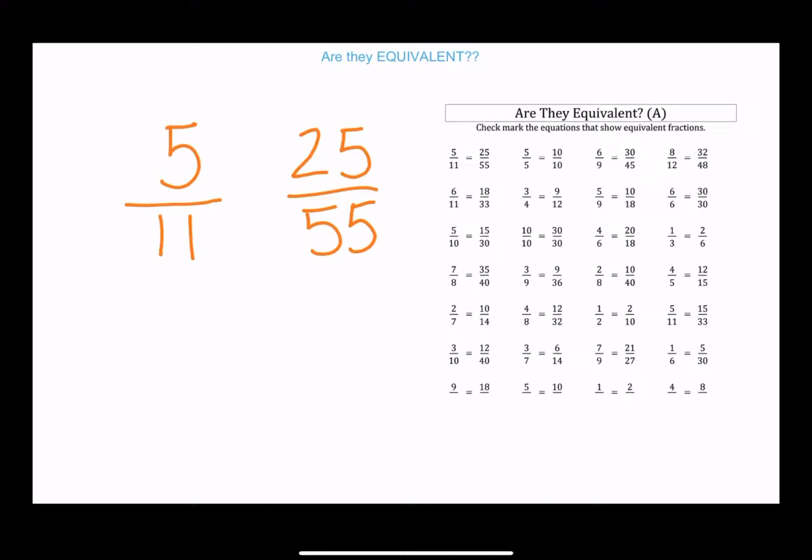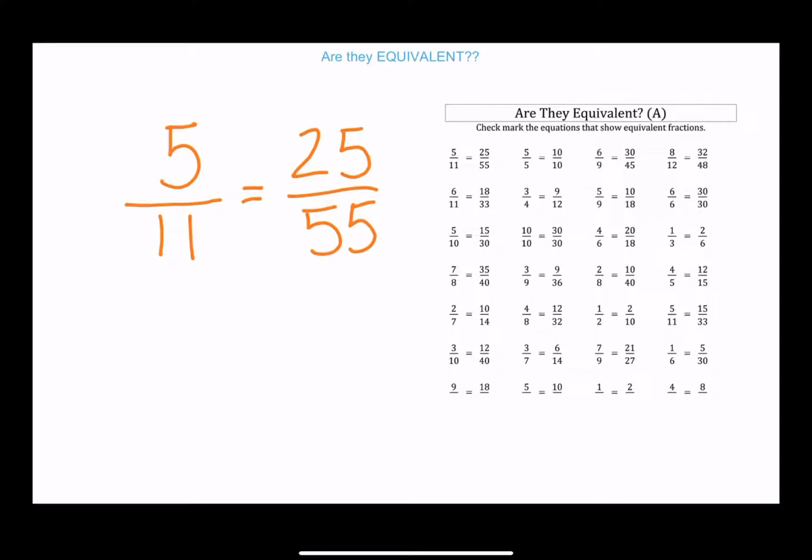Hi guys, since we know a lot about equivalent fractions already, this is going to be just a short overview of how to do this worksheet, which is called Are They Equivalent? We're going to look at the two fractions that they have. In between there's an equal sign, and we're going to determine if that is true or not.